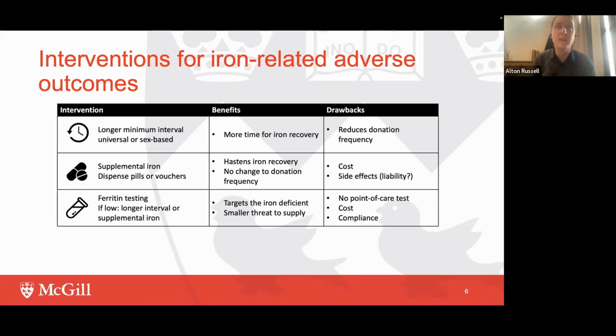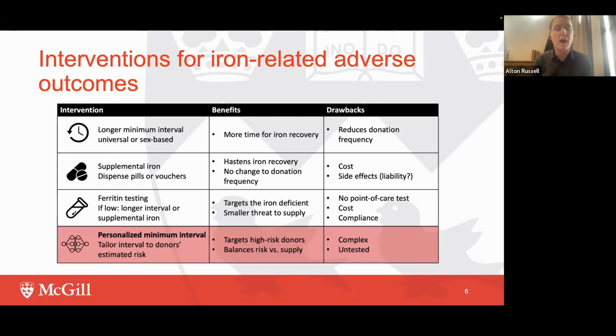So ferritin is a more direct measure of your iron stores. Some blood centers have implemented ferritin testing, but it's not available as a point of care test like hemoglobin is. So we can't do a ferritin test and that same day have you give a donation. What they do instead is collect your blood. Some of it gets sent off for testing for disease markers, and they test for ferritin at the same time. Then for those with low or absent iron stores, as measured by the ferritin test, they can recommend a longer interval or recommend iron supplementation. The drawbacks of ferritin are that there's no point of care test, and there are some cost and compliance issues.